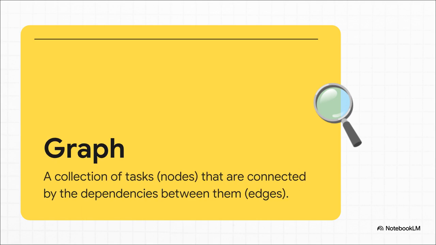And last but not least, graph. This is just the map itself, the big picture. The tasks, the actual jobs to be done like clean data, those are the nodes. And the arrows connecting them, the ones that show the dependencies, we call those the edges. Put them together, and you have your blueprint.